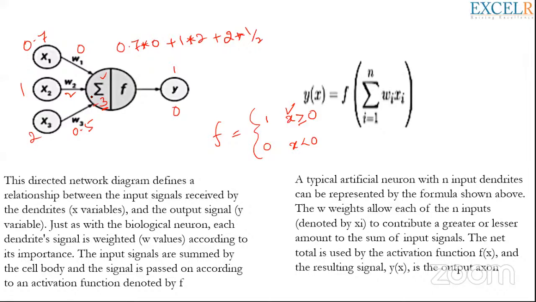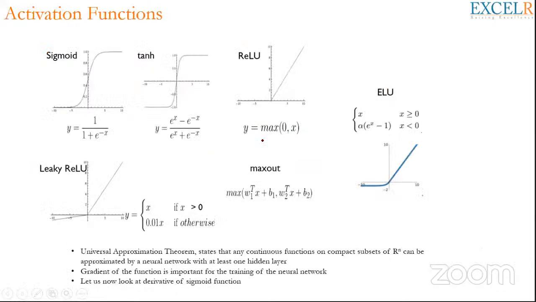And this is the structure of the neuron. Whenever you see a neuron, it has to do these two jobs: summation as well as the activation function. Now let us see what these activation functions are. We have different activation functions: sigmoid, tanh. Sigmoid is what we have seen in logistic regression, 1 by 1 plus e power minus x. Then tanh, and ReLU, the linear rectifier, which is nothing but max of 0 comma x.